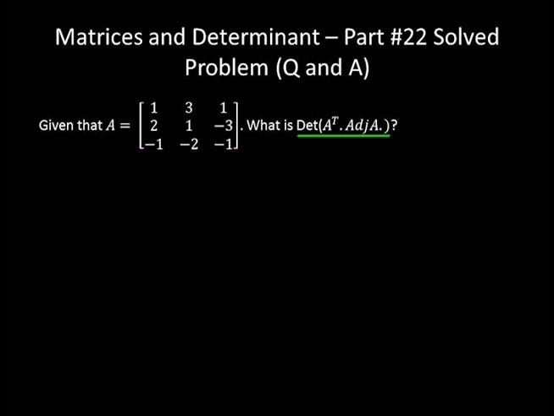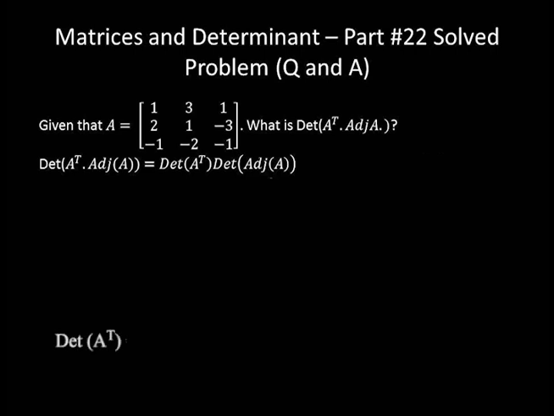From the properties of determinants, we know that the determinant of A transpose times adjoint of A equals the determinant of A transpose times the determinant of adjoint of A. We can draw relationships between both the determinant of A transpose and the determinant of adjoint of A with the determinant of A. The determinant of A transpose is simply the determinant of A. The determinant of adjoint of A equals the determinant of A to the power of n minus 1, where n is the order of the given matrix, which is 3.